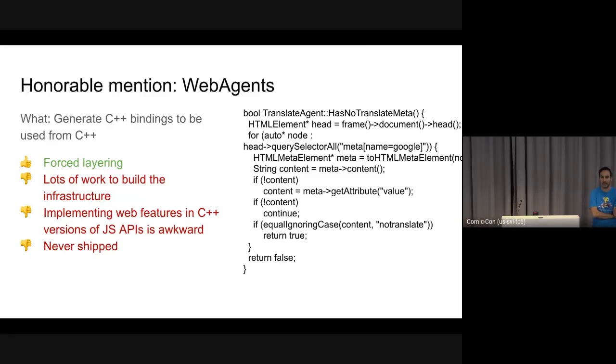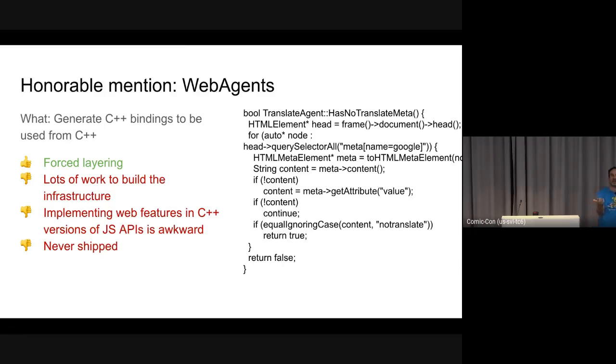There'll be a talk at 3 something about WebAssembly interface types, which suggests that maybe WebAssembly would be a way to do something that looks like this, because it would answer that implementing web features in C++ versions of JS APIs is awkward. We're trying to answer how to do that on the open web, so you could imagine doing that inside Chrome using WASM.